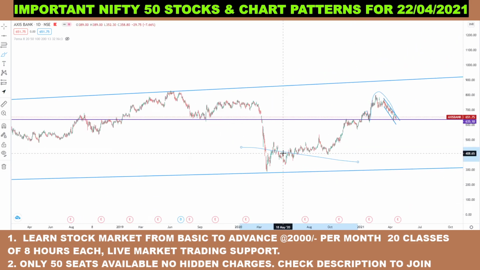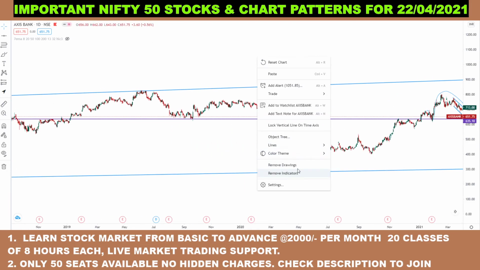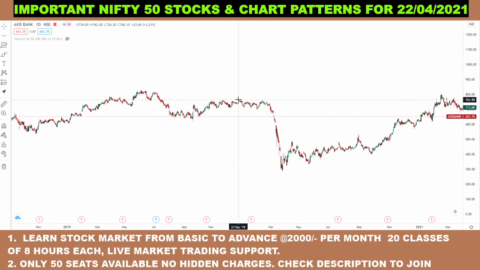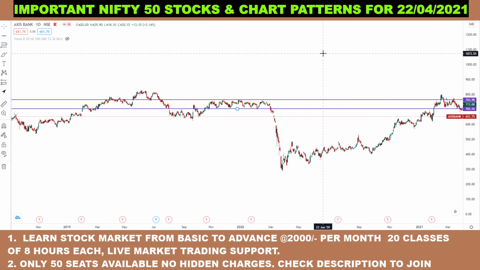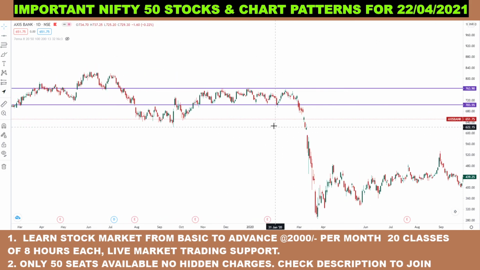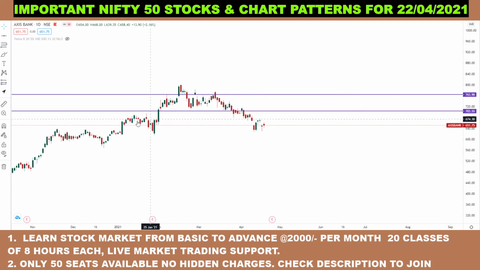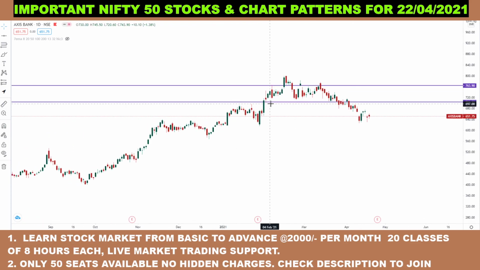And one more thing, I would like to see the history of this stock. Remove drawings. This is the history of the stock. The stock was stuck in this range from October 2019 to February 2020, and again it has taken resistance at this level only, and it has fallen. It didn't take support at this level, it has given a breakdown below this level.